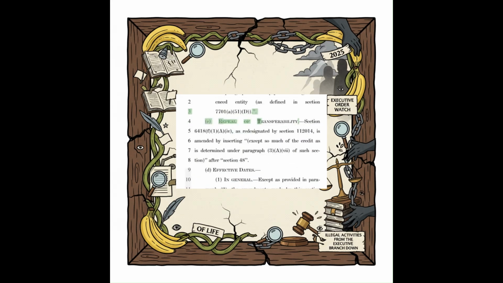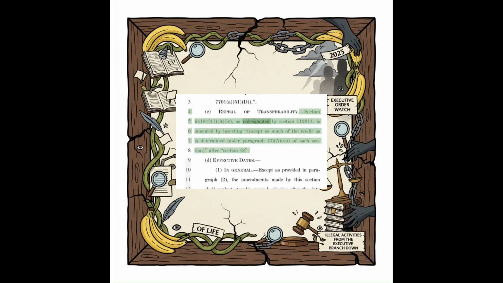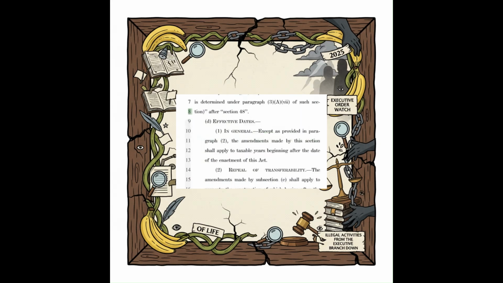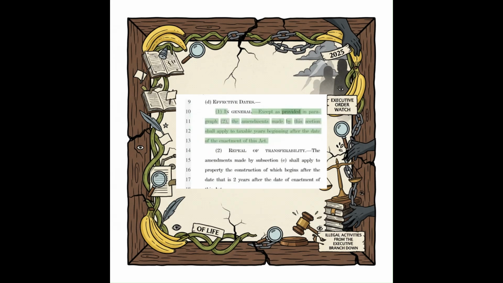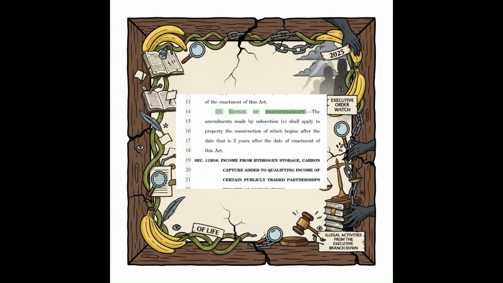Repeal of transferability. Section 6418, as redesignated by Section 112014, is amended by inserting of such section after Section 48. Except as provided in paragraph, the amendments made by this section shall apply to taxable years beginning after the date of the enactment of this Act. Repeal of transferability. The amendments made by subsection shall apply to property the construction of which begins after the date that is 2 years after the date of enactment of this Act.